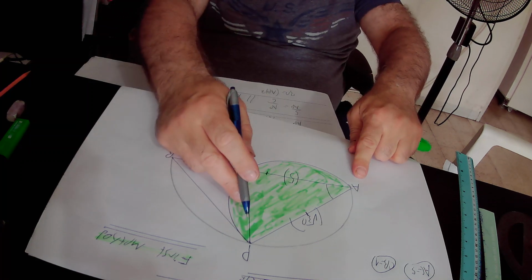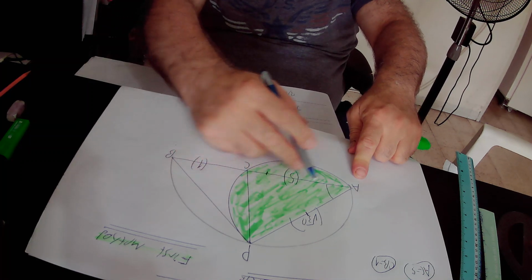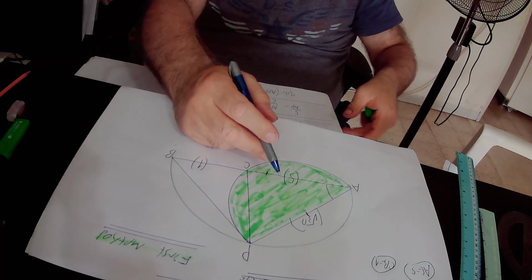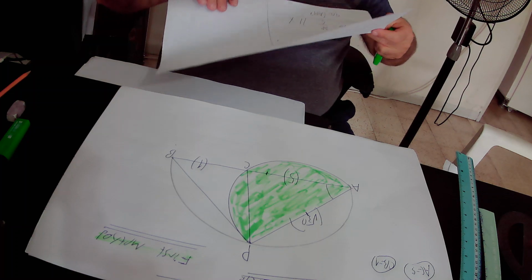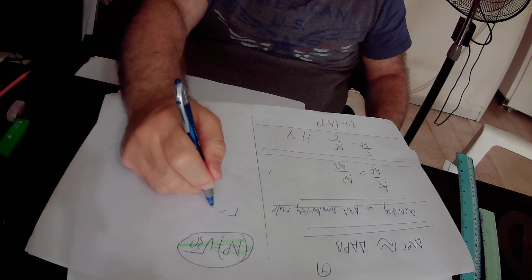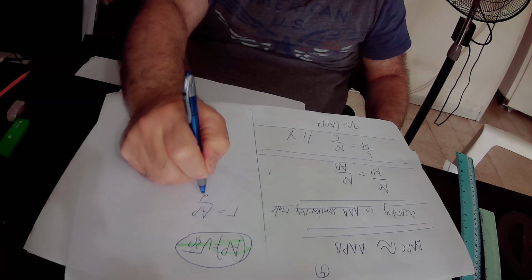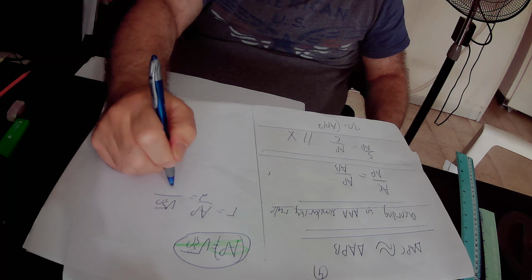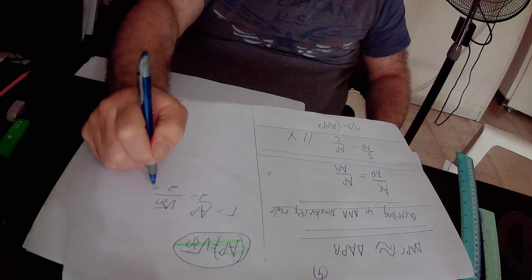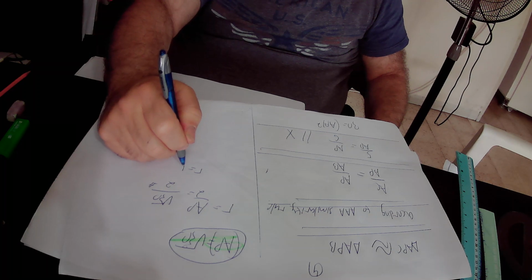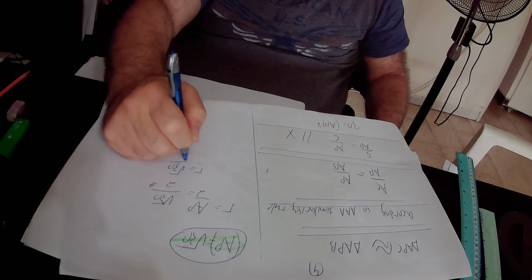AP is the diameter of the green semicircle. If AP is the diameter, it means that AP over 2 is the radius of the green semicircle. So the radius of the green semicircle R equals the diameter AP over 2. AP is the square root of 30, so AP over 2 is the square root of 30 over 2. So we found in conclusion that the radius of the green semicircle equals the square root of 30 over 2 units in length.